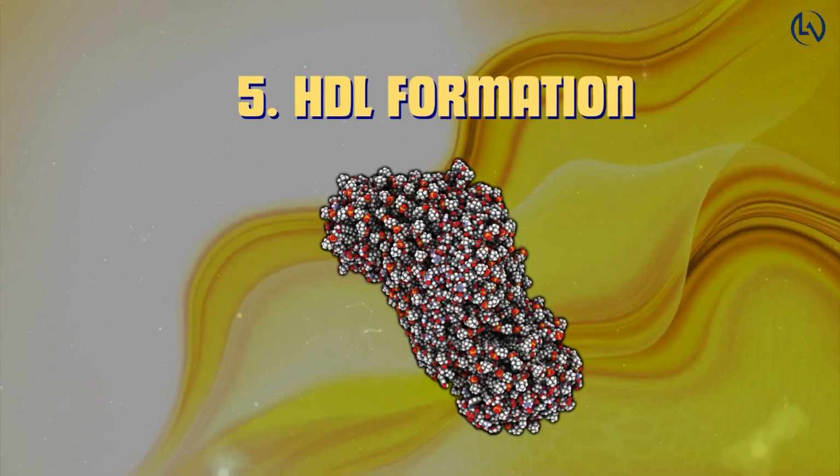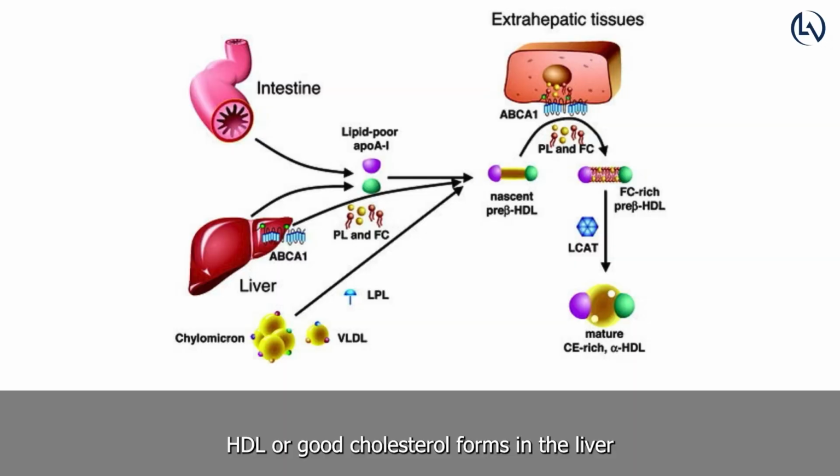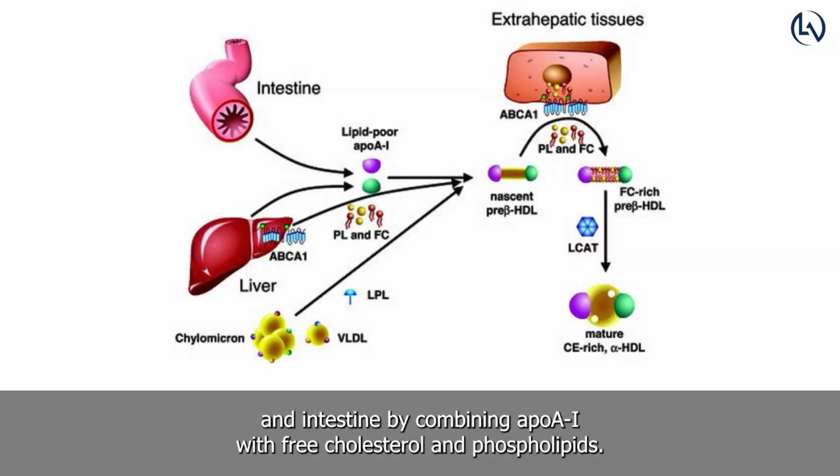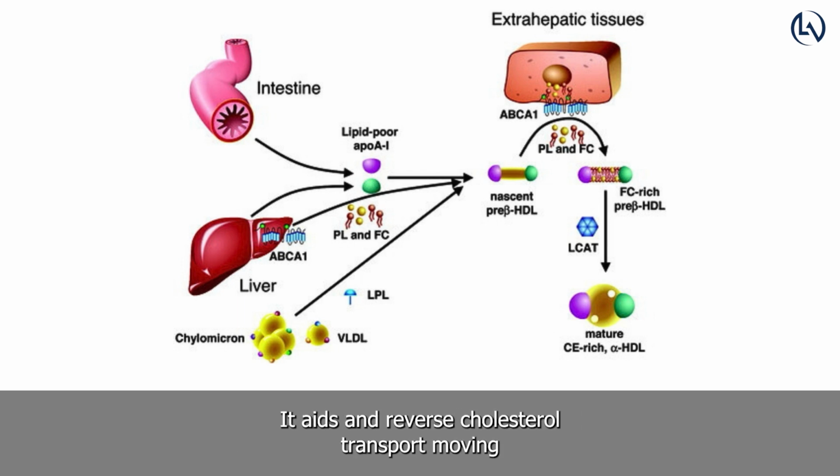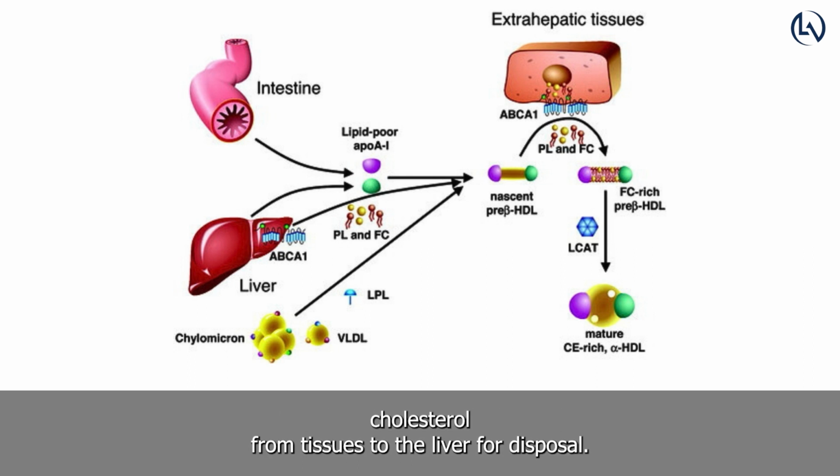HDL formation. HDL, or good cholesterol, forms in the liver and intestine by combining ApoA-I with free cholesterol and phospholipids. It aids in reverse cholesterol transport, moving cholesterol from tissues to the liver for disposal.